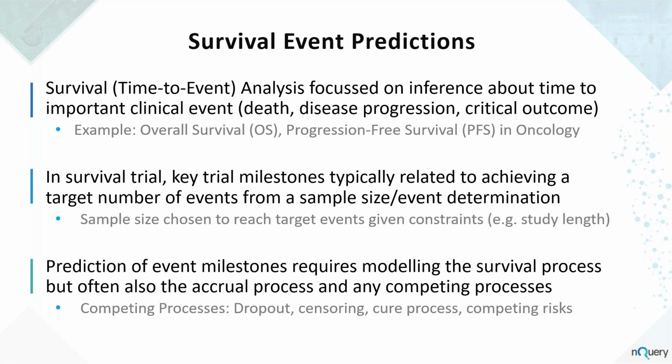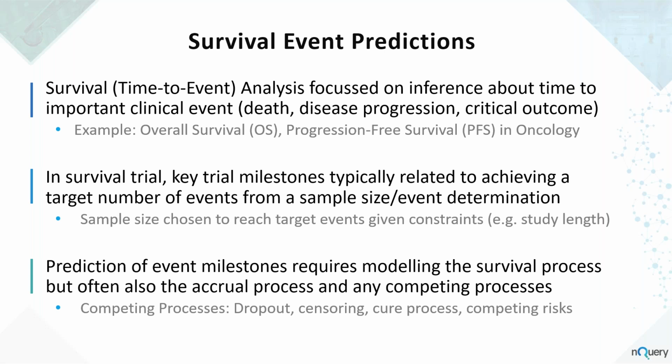So it's like we're waiting for 200 events to occur. The sample size could be 400, could be 4,000. It doesn't really matter. All that matters is when that target event is reached. And that's why it's important that we're modeling this in the case of a survival analysis trial.